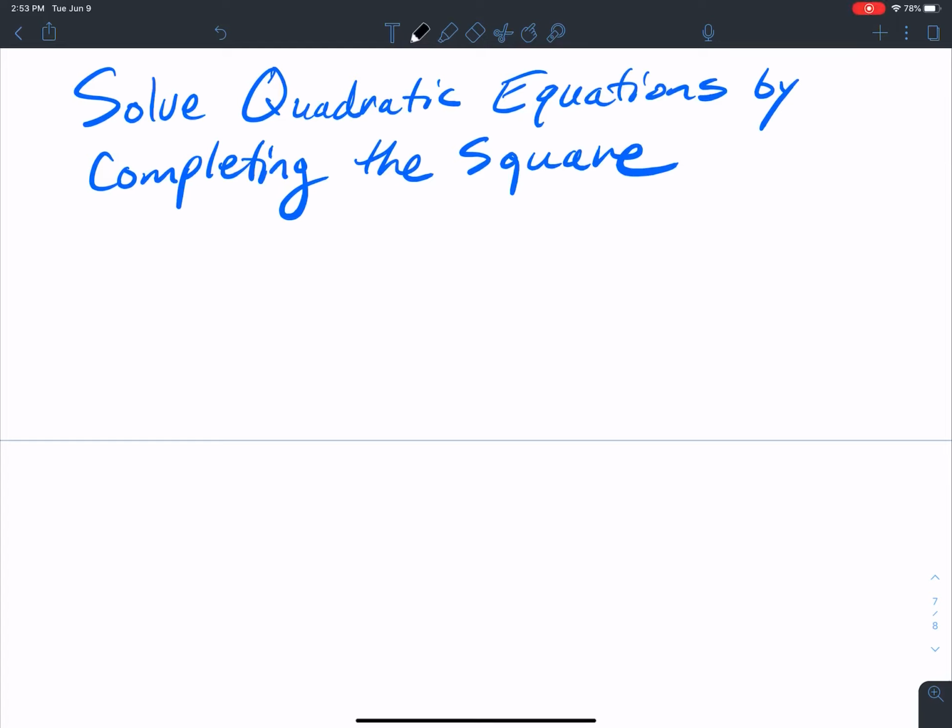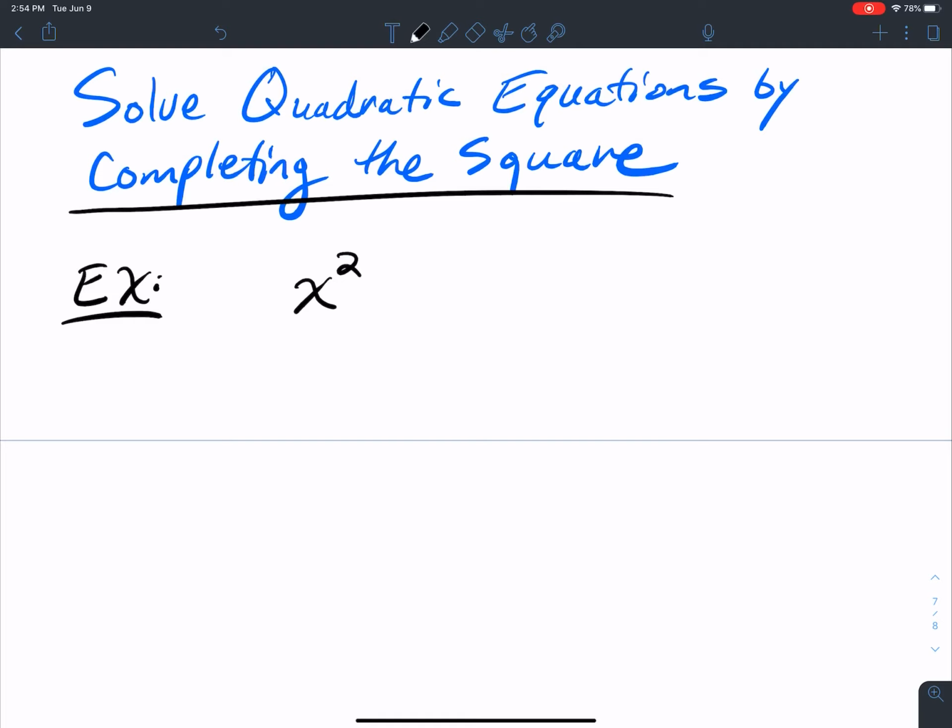So in this video, I'm going to show you how to solve quadratic equations by the complete the square method. So let's take a quadratic, x squared minus 2x minus 6 equal to 0.